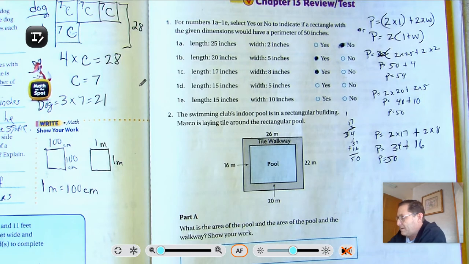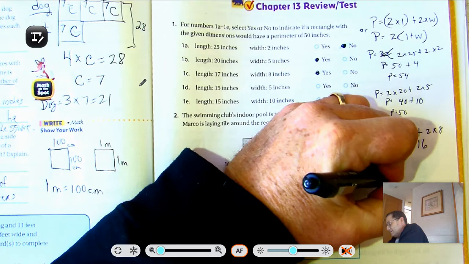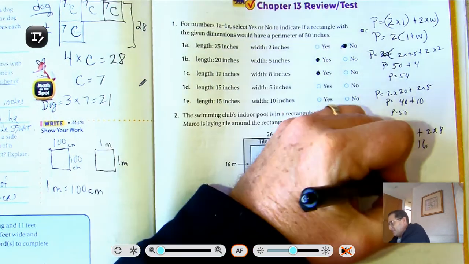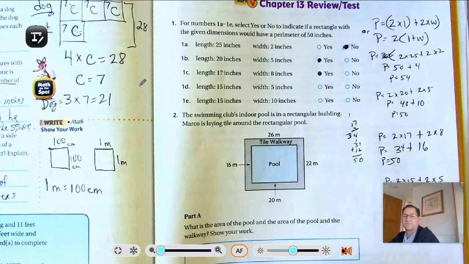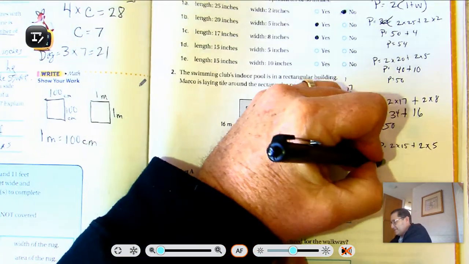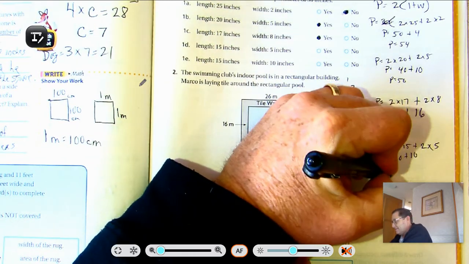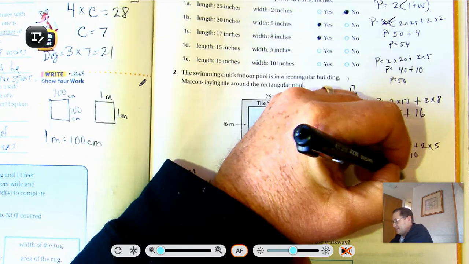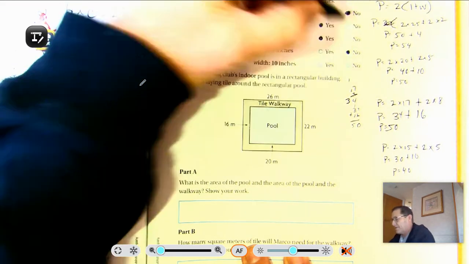A length of 15 and a width of 5. 2 times 15 plus 2 times 5. 2 times 15 is 30, and 2 times 5 is 10. 30 plus 10 is 40. So no, that is not a perimeter of 50.